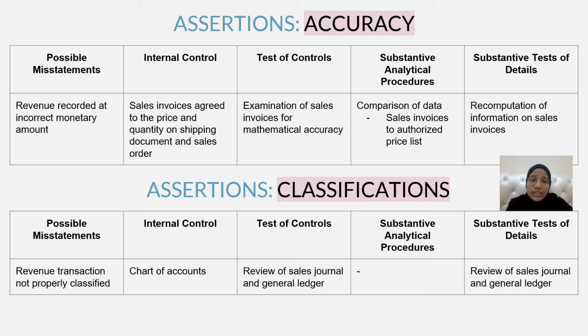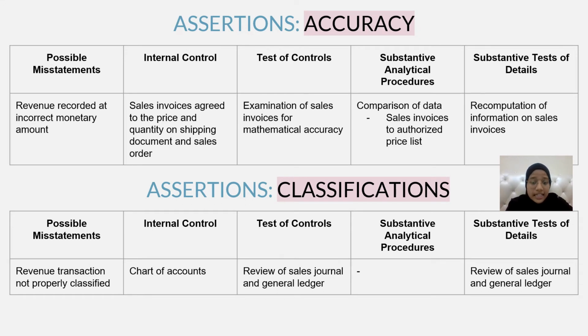The internal control that might be involved is sales invoice agreed to the price and shipping quantity on the shipping document and sales order. The auditor can perform tests of control, which is an examination of the sales invoice for mathematical accuracy. Also, a substantive analytical procedure can be made for the comparison of data, sales invoice to the authorized price list. Recomputation of information on the sales invoice also can be done in a substantive test of details.